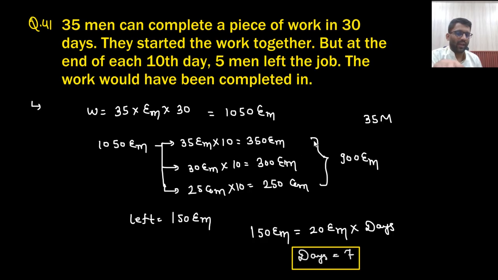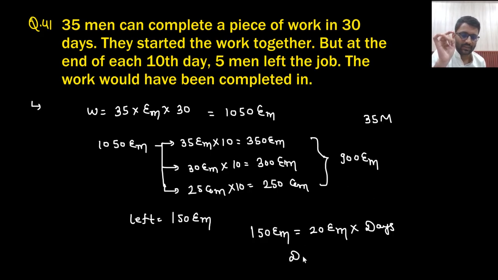So here I know that the work is 1050 EM, that means 1050 is the work, but 900 only work is done. Now I can sense that if 20 guys work for 10 days, that means 200 EM work would be done. So basically total would be 1100, but I don't need that. I need only 150. So for that, how many days it will take? This is 7.5 days. So it would take 7.5 days.